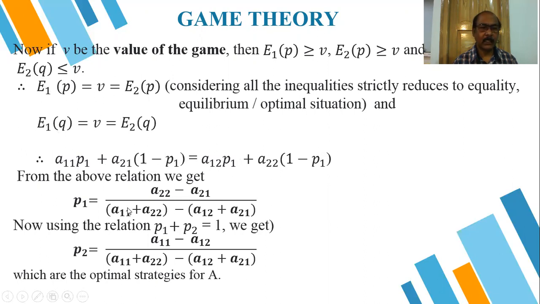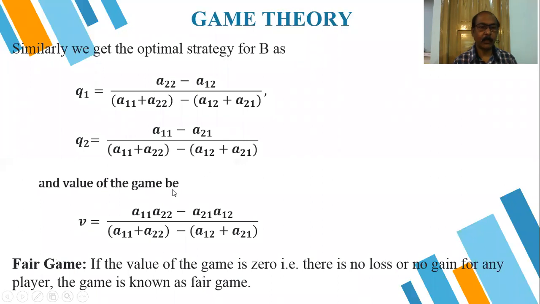The denominator is fixed, and the numerator is the value of the determinant of the payoff matrix. This is the determinant A11 A22 minus A21 A12. This is the value of the determinant of the payoff matrix. To remember this, it is easy: A11 plus A22, whatever the product is, and here A21 plus A12 with the plus sign is the denominator, and this is the value of the determinant.